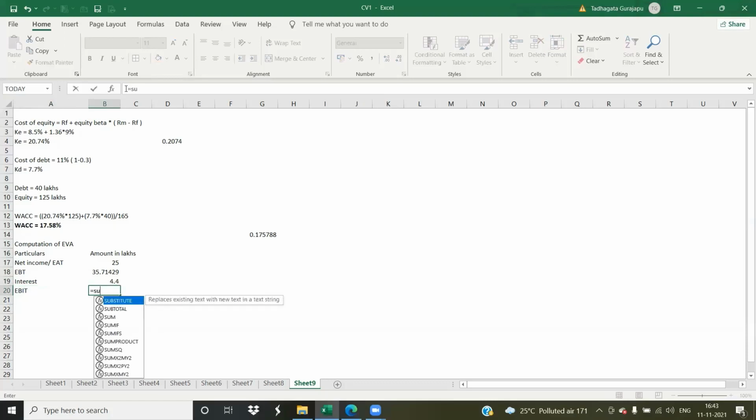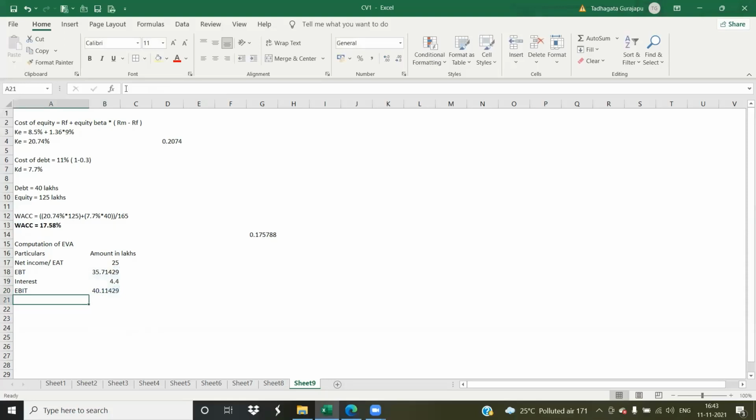EBIT is nothing but interest plus EBT, right? So now NOPAT is EBIT net of tax. This is equal to this into 1 minus tax rate. Okay, so this is NOPAT, right? Now WACC is equal to 17.58%. What is total capital? Total capital is nothing but 165 lakhs, right?